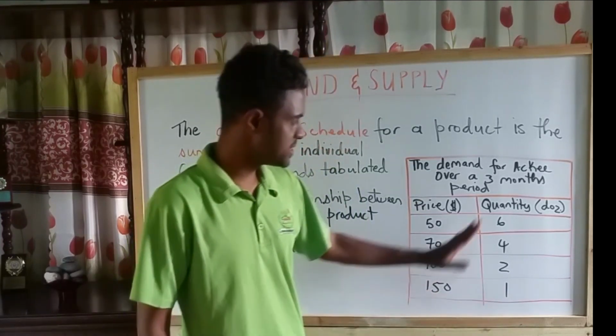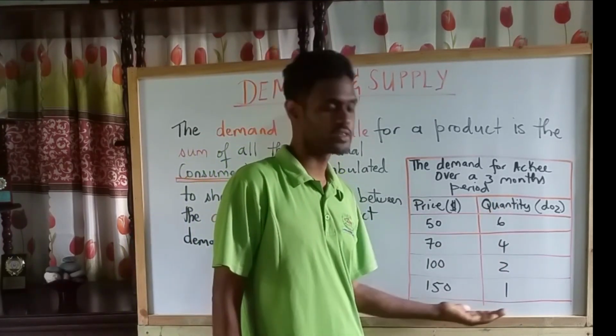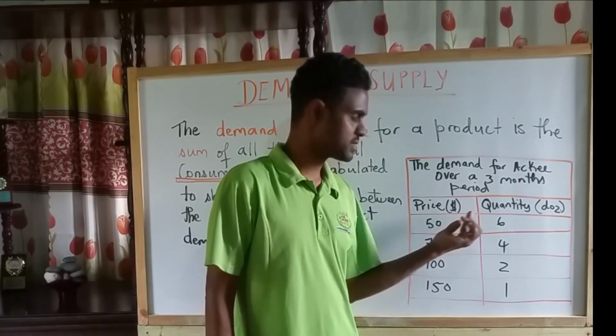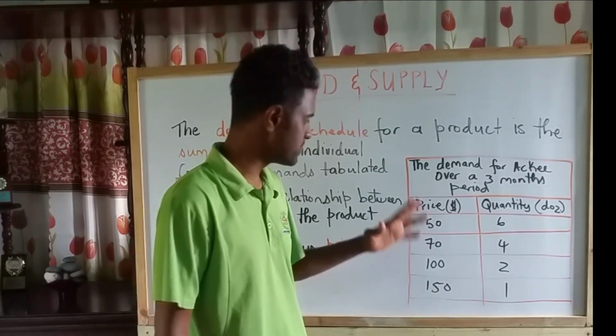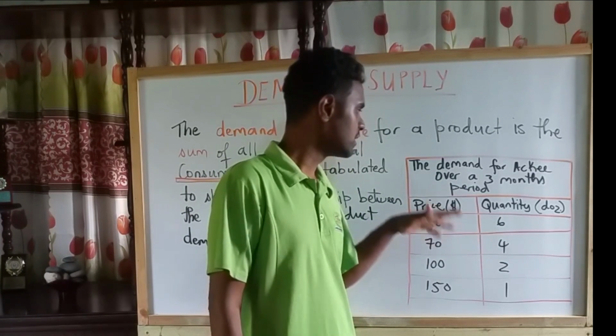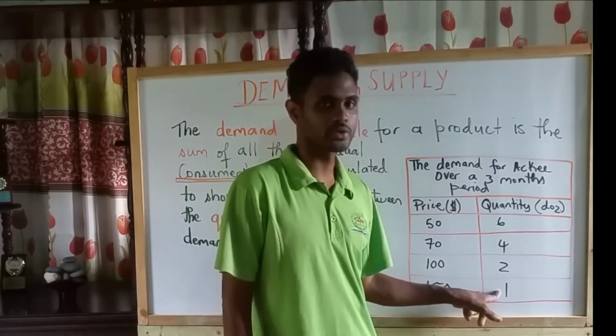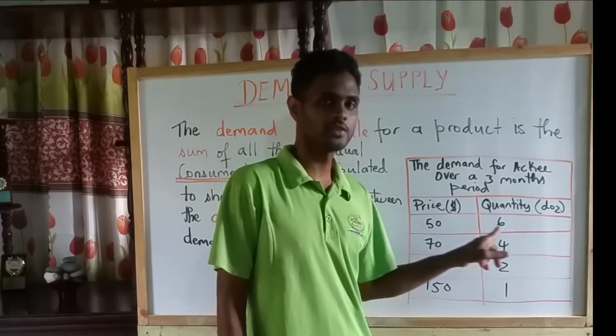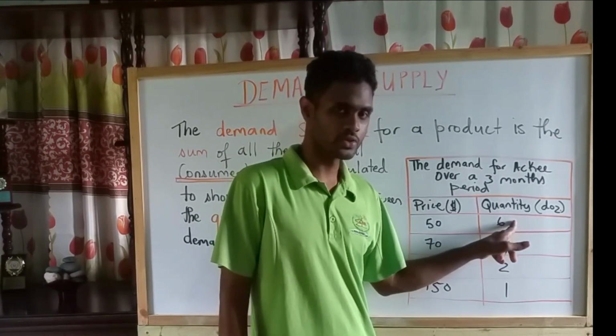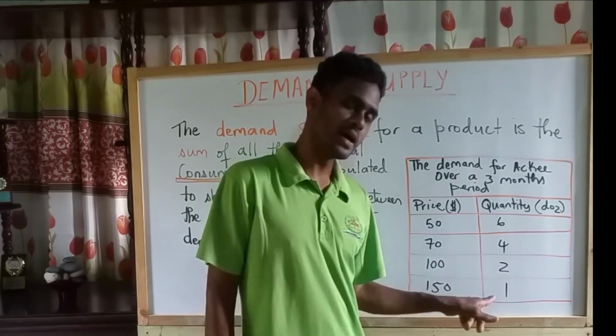Alright, so this table is showing the relationship of all the demands at various prices and quantities. The relationship shown here is based on the law of demand: as price goes up, the quantity demanded goes down. So when price is low, consumers will buy more of the goods. When price is high, they will buy less.